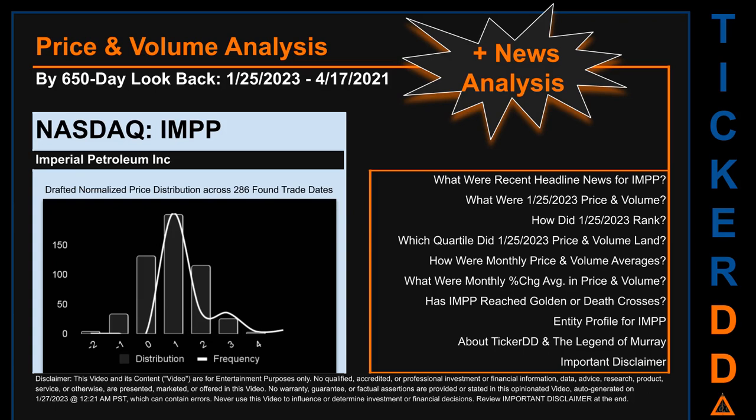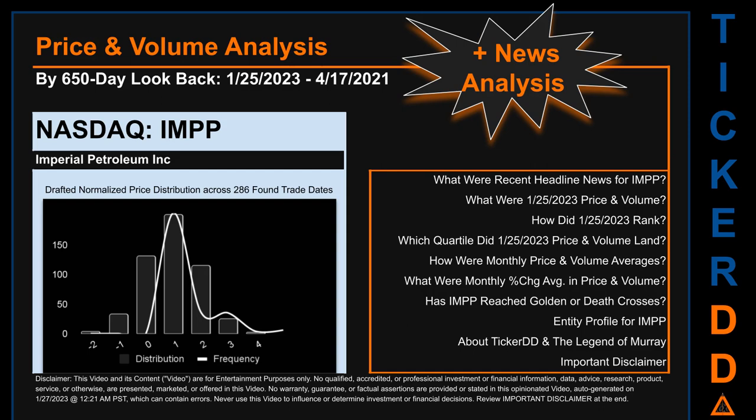IMPP went public on December 6, 2021, which was roughly 1 year and 1 month ago. Looking back 650 calendar days from Wednesday, January 25, 2023 to Saturday, April 17, 2021, we found 286 applicable trade dates for use in our analysis. The chart shown on this page is our initial attempt at studying the price for IMPP after dynamically normalizing price distribution across those discovered trade dates.